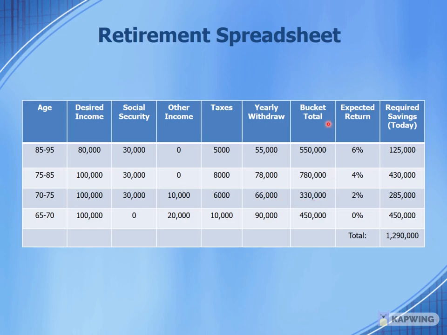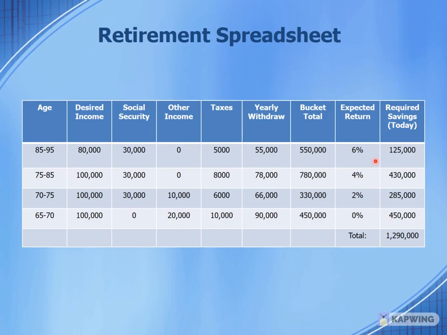The next column is just the total amount in the bucket. So you simply multiply your yearly withdrawal amount by your number of years in the bucket. So here we have 5 years times 90,000 is 450,000. Now the next thing you need to do is calculate in today's dollars the amount of money needed to satisfy each one of those buckets.